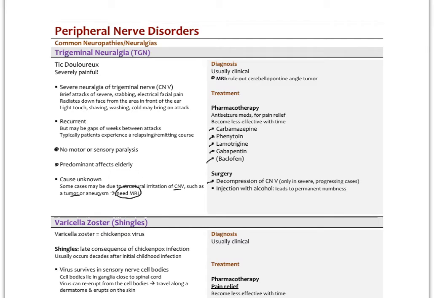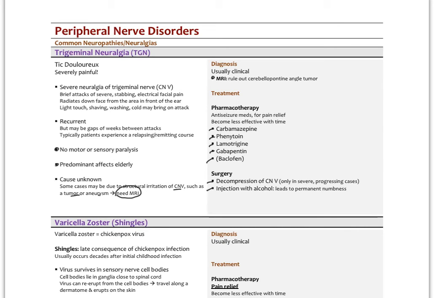Decompression of cranial nerve 5, and then injection of alcohol into the nerve can actually paralyze and basically permanently numb the nerve. So that's sort of a last resort for some people. So that is trigeminal neuralgia.